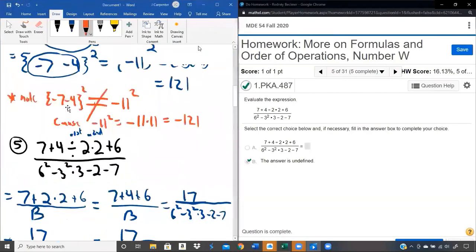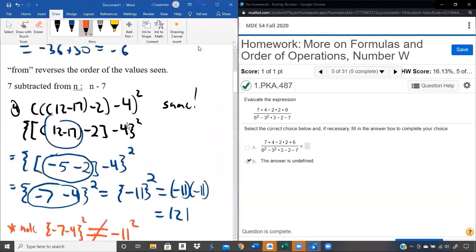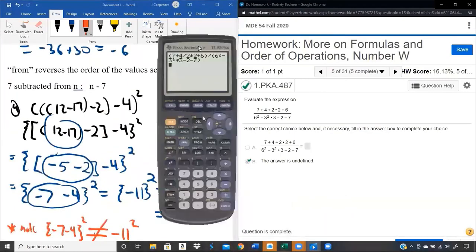I also said I'd show the previous example, this one, the one with all the parentheses and brackets and such. So if I do that in my calculator, remember we have to do the triple parentheses, 12 minus 17, close the first parentheses, then a minus 2, close the second parentheses, then a minus 4, close the third parentheses, that whole thing was being squared.